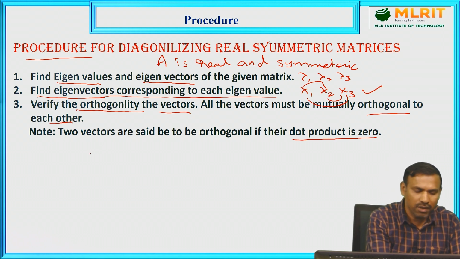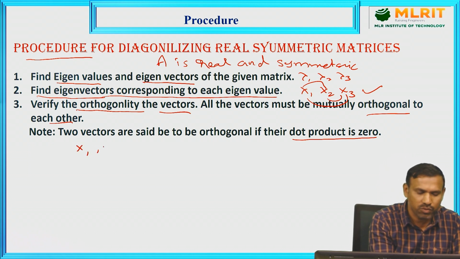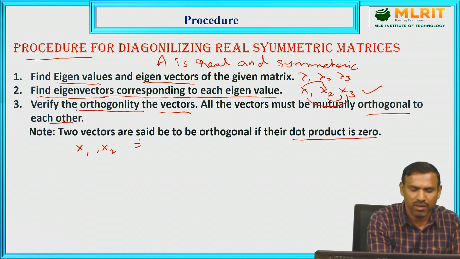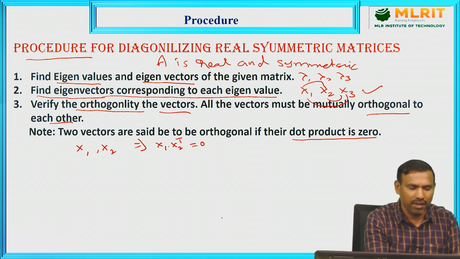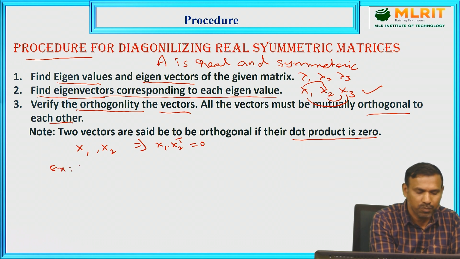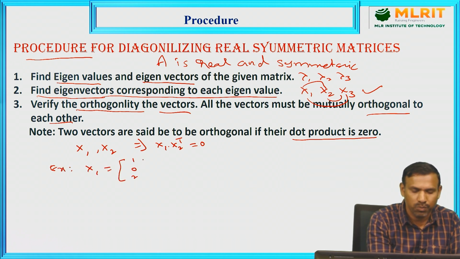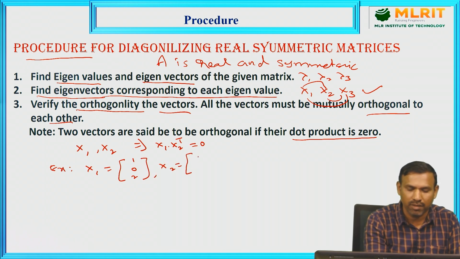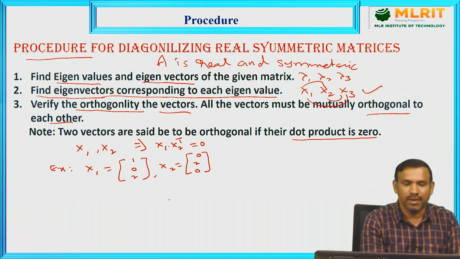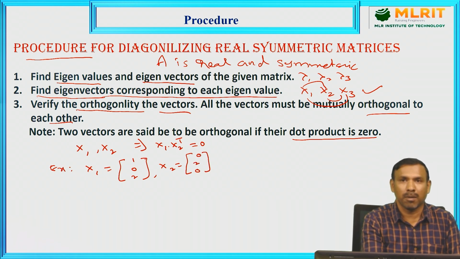That is how to check. Suppose we have 2 vectors, x1 and x2. Then the 2 vectors are said to be orthogonal to each other if x1 times x2 transpose is equal to 0. Why am I writing transpose? Because both are column vectors, we can't multiply them directly. Let us take an example: x1 is equal to 1, 0, 2, and x2 is equal to 0, 2, 0. Then I can't directly multiply these two. The multiplication is not possible.